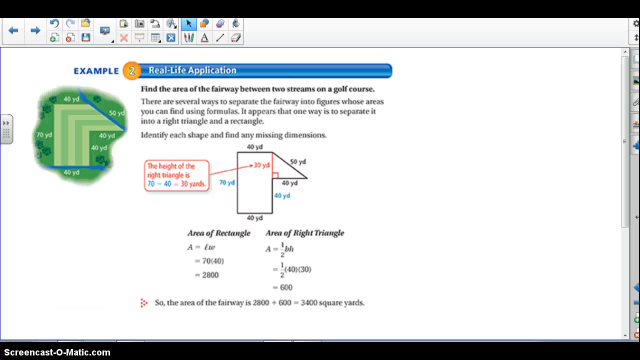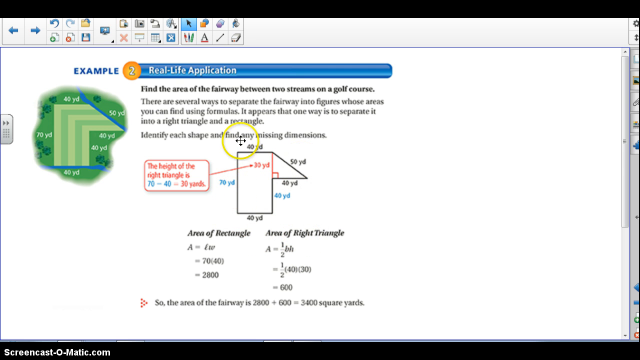So many times you have to take a drawing like this, or a picture I should say, and reshape it on your own, draw it to the best of your ability, label it just as the numbers are given to you, and then work with how you're going to separate this out. This also could be a trapezoid if you went this way, and a rectangle. You could do that. It's totally up to you how you want to do it.